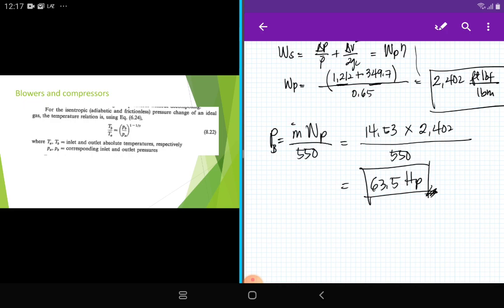But for isentropic or adiabatic and frictionless pressure change of an ideal gas, the temperature relation that we have to use will be this equation. The ratio of the discharge temperature all over the inlet temperature is equivalent to the ratio of the discharge pressure all over the inlet pressure, raised to 1 minus 1 over the ratio of the specific heats, which is Cp all over Cv.